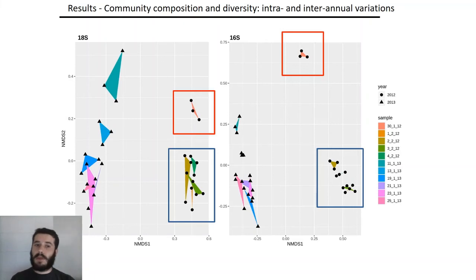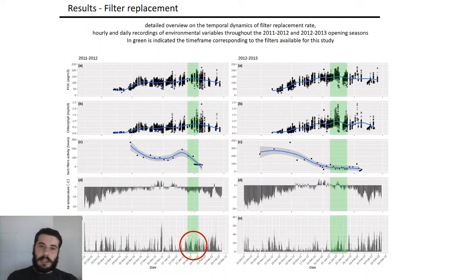And for 2013, at the same time, the first filters corresponding to the first days of the time range investigated were separated from the following ones. This has an explanation. In fact, you can see here a detailed overview of the dynamics of the filter replacement rate, the particulate organic carbon and chlorophyll concentration, as well as the surface air temperature and the wind intensity for the 2012 and 2013 years. The green band represents the time range investigated.